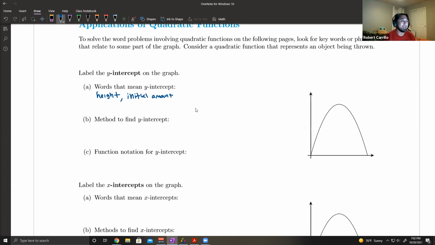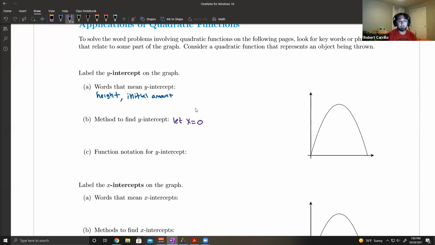Okay. And then the method to find a Y-intercept. Well, how do we find a Y-intercept? We let X equal what number? 0. Let X equal 0. Okay, so that's how you find a Y-intercept. You let X equal 0.